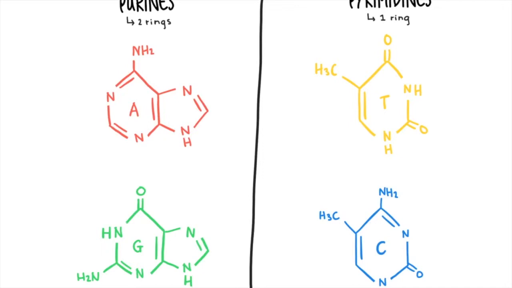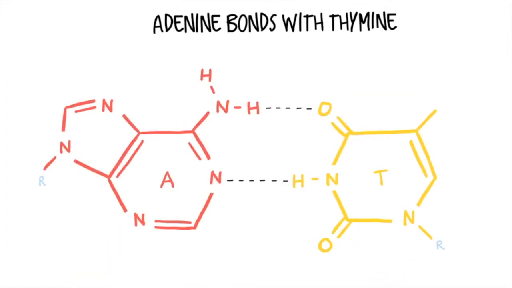Complementary base pairing always involves one purine and one pyrimidine base. Adenine, a purine, bonds with thymine, a pyrimidine. Two hydrogen bonds are formed. A hydrogen bond is a weak bond between two molecules, resulting in an electrostatic attraction between a proton in one molecule and an electronegative atom in another.